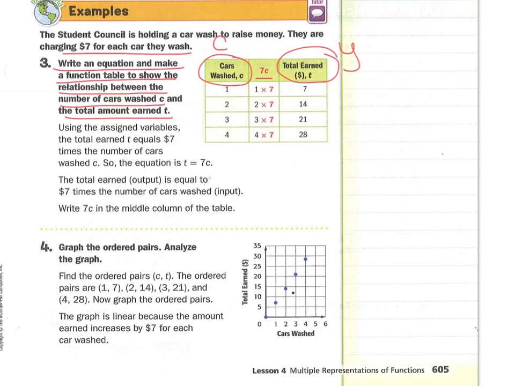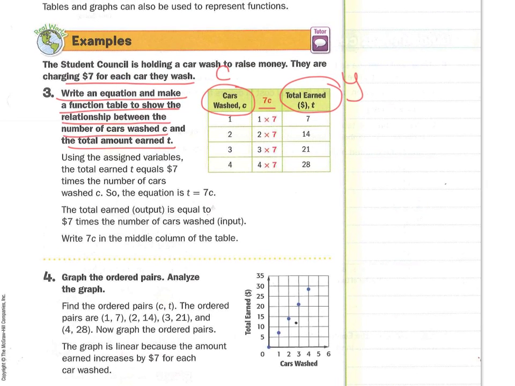Okay? Now it says graph the ordered pairs. Analyze the graph. Find the ordered pairs, which would be C, comma, T, or X, Y. Always remember that. So your ordered pairs would be 1 and 7, 2 and 14, 3 and 21, and 4, 28. Once you graph them, you have 1 and 7, 2 and 14, 3 and 21, 4 and 28. The graph is linear or a line because it increases by $7 for every single car they wash.